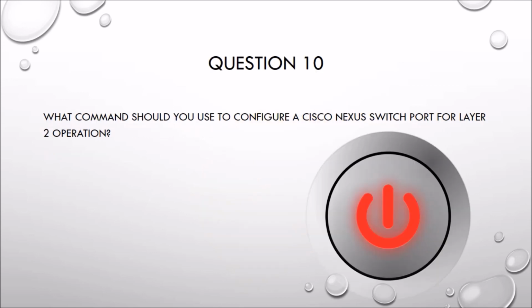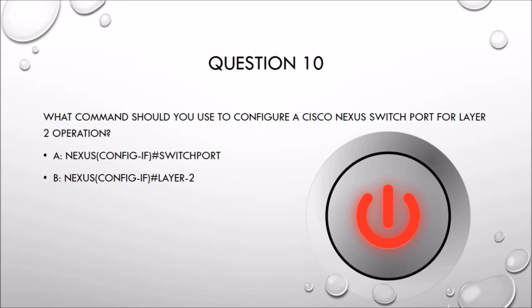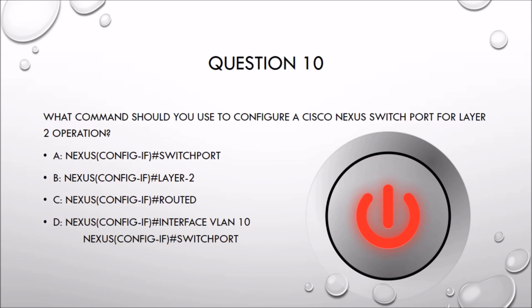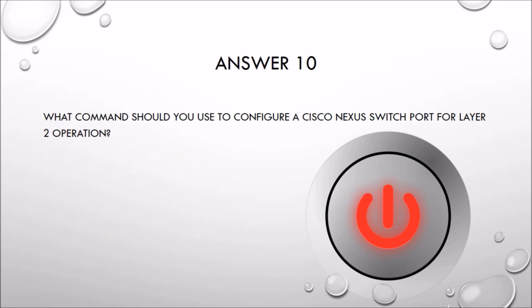Question 10. What command should you use to configure a Cisco Nexus switch port for layer 2 operations? Is it the command switchport, the command layer 2, the command routed, or the combination of commands interface VLAN 10 and then the command switchport? And the answer is A, the command switchport. Using the command switchport will tell the physical port to not be a layer 3 routed port, but to use layer 2 functionality.